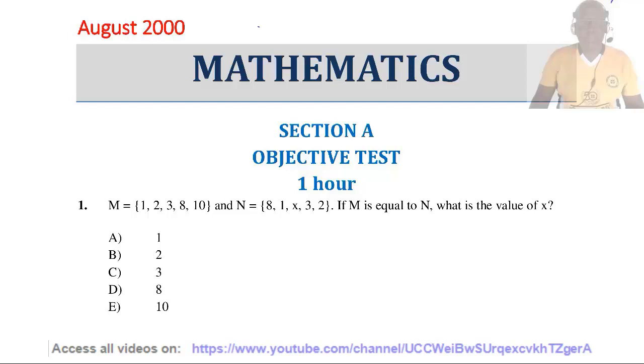If set M equals set N, it implies that they have the same elements. Now, we've got 1 in M and 1 in N, 2 in M and 2 in N, 3 in M and 3 in N, 8 in M and 8 in N. Therefore, x equals 10. So the answer is E.